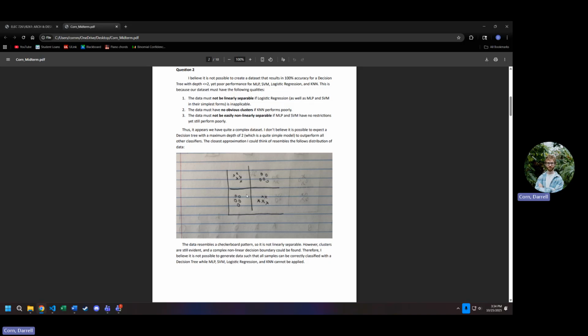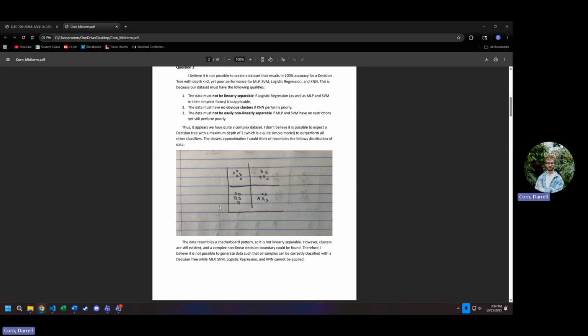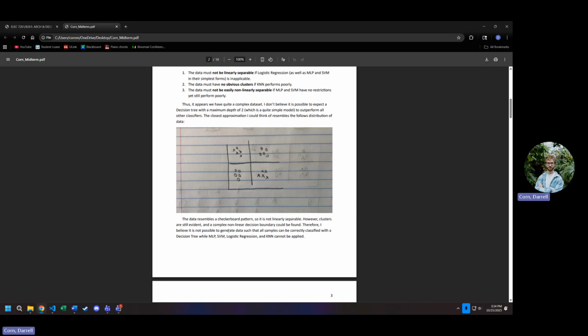And the decision tree, because it has a max depth of 2, can draw these 2 lines that are vertical or horizontal. So we could split these and get 100% accuracy. But there are still these very obvious clusters that are remaining. And if you allow MLP and SVM to have no restrictions, then it could probably find a nonlinear separation here as well. So that's why I think it's not possible to generate data that all samples can be correctly classified with the decision tree, but not with all these other classifiers.